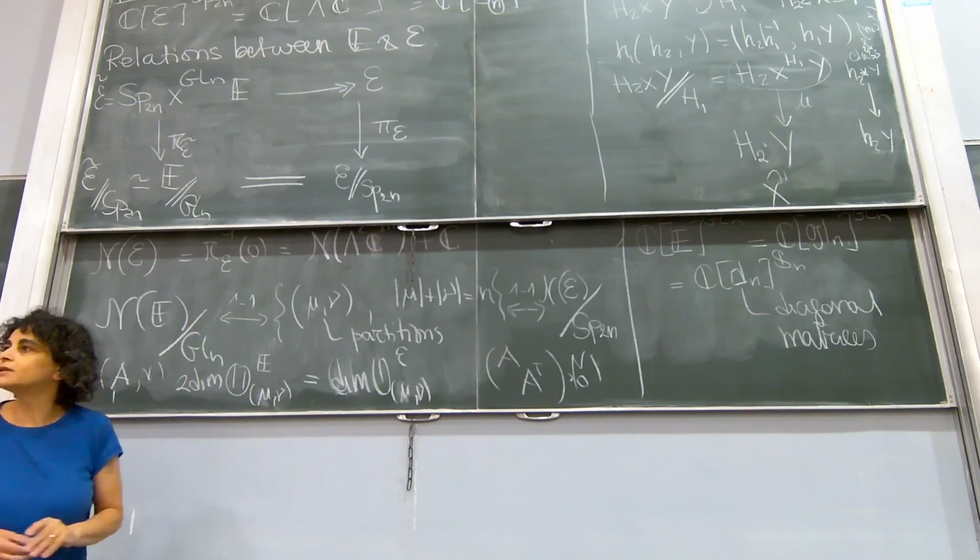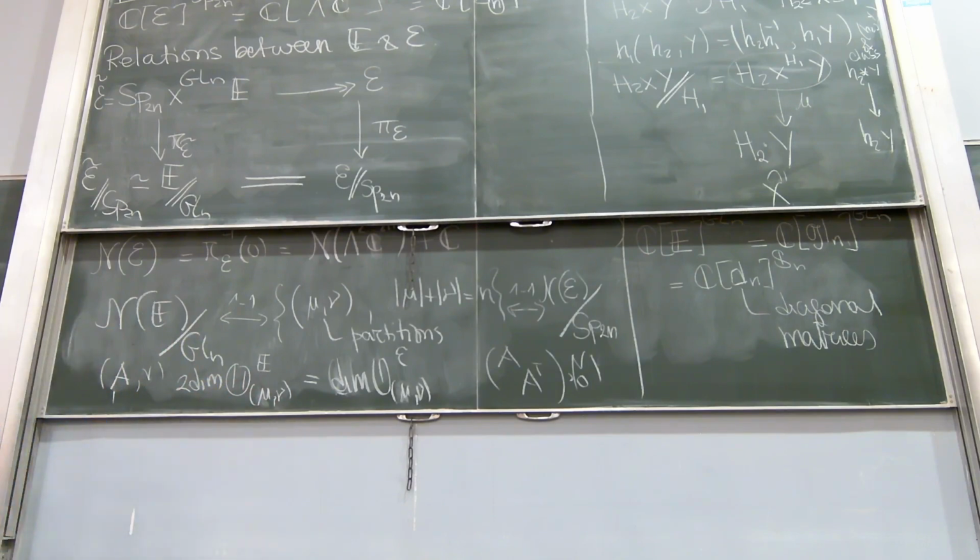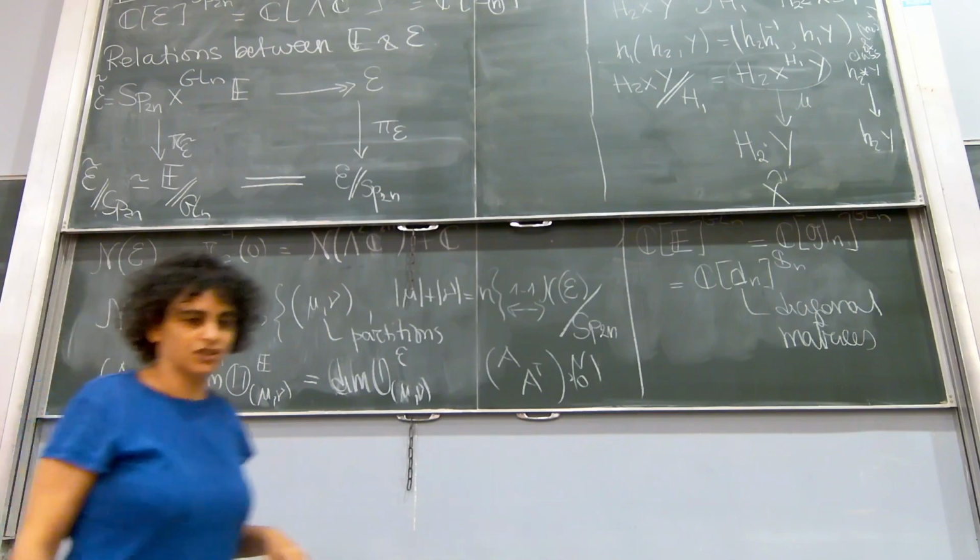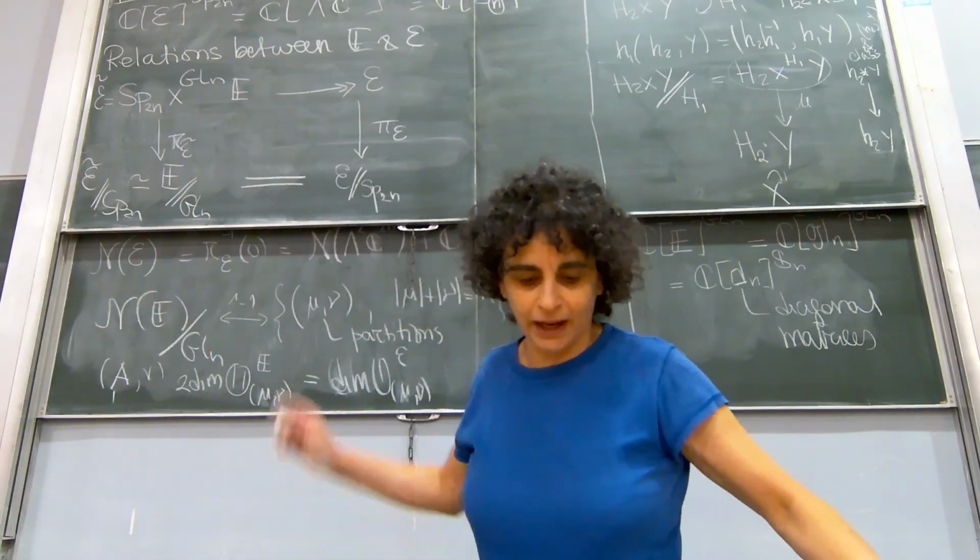Is there a minimum? I can't remember, there must be a partial order of these partitions. So is there a minimum? I don't think so. Let me see. I can show you.